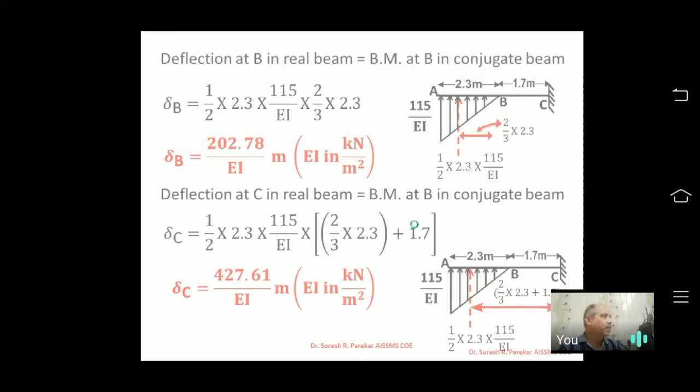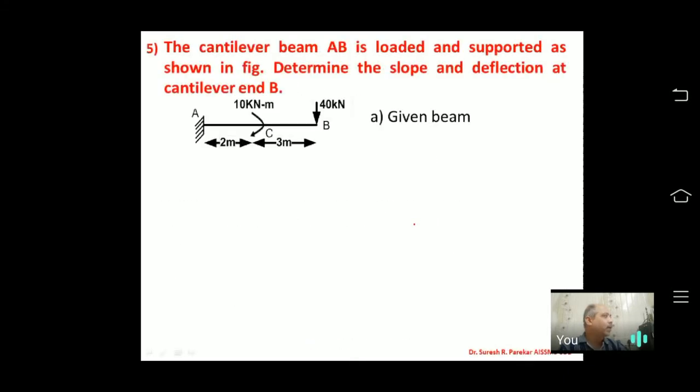Now we will go to the next problem, and here we have taken a combination of loads. We have a 40 kilonewton concentrated load and a 10 kilonewton meter couple. You can draw a common M by EI diagram, or you can separate them. Preferably you go separate. By separating, you can go for superposition also, which we will not take today. We will see it in the next lecture. By superposition I can get values directly, or I can go step by step. Today I will show you step by step.